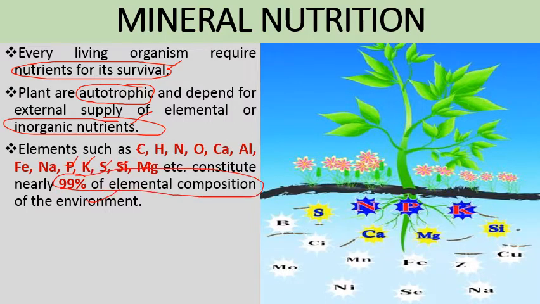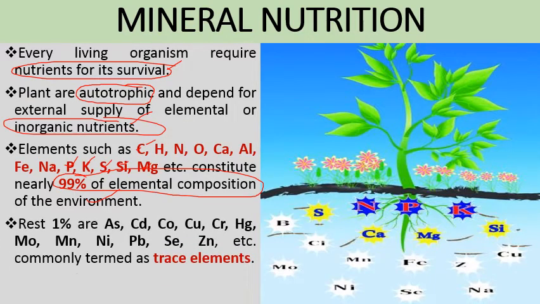So 99% of the composition of the elements in the environment is made up of these elements, and the rest 1% is made up of arsenic, cadmium, cobalt, copper, chromium, mercury, molybdenum, manganese, nickel, lead, selenium, zinc, etc. And these are commonly known as trace elements because they are present in very little amounts in the environment. As we know, carbon, oxygen and hydrogen are considered non-mineral elements because they are not obtained from soil; they are present in the atmosphere and plants take them from the atmosphere.